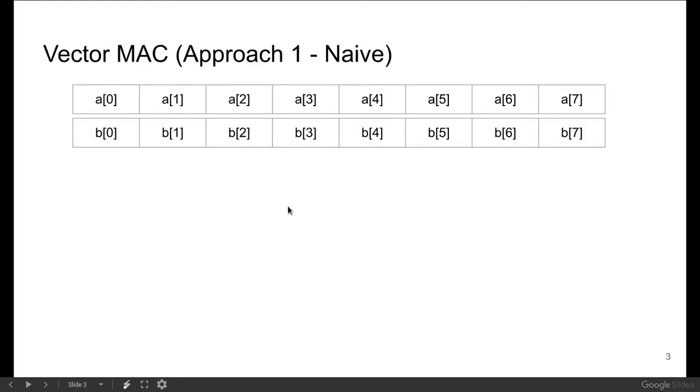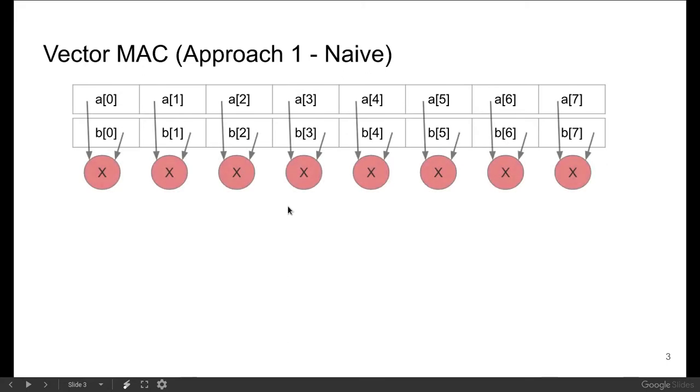So let's take an example to see how this works. Let's say we have two arrays of length 8, a and b, and we want to apply a multiply and accumulate operation on these arrays. This is a very common operation which is used in various signal processing applications, and hence I chose this example to show you the problem. So the first step would be to do the addition. Next we perform the addition.